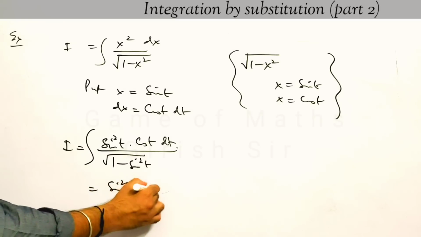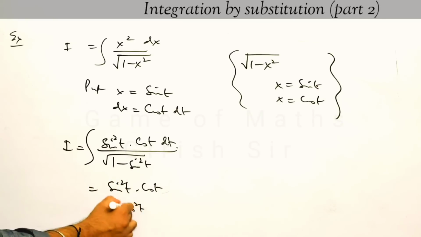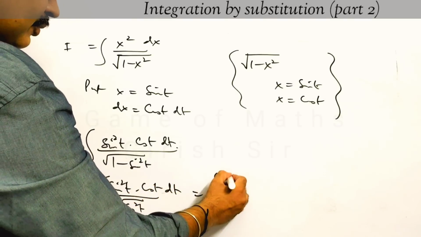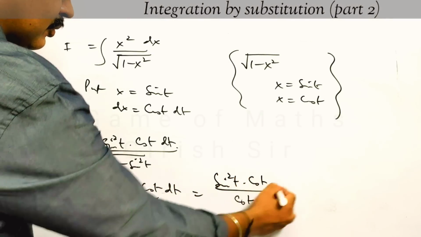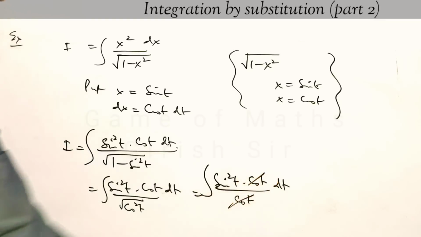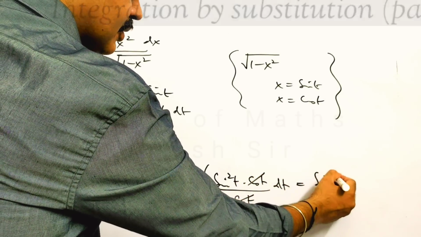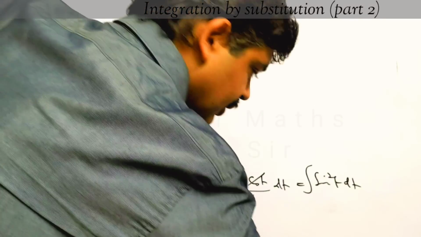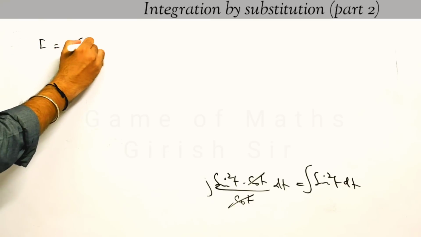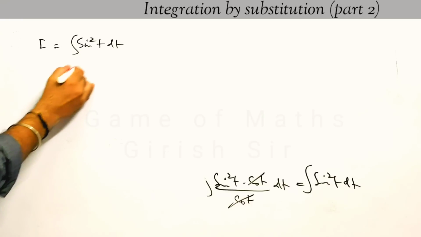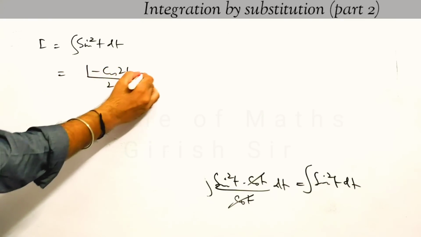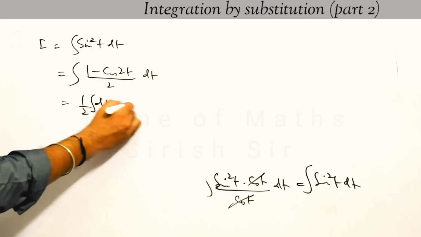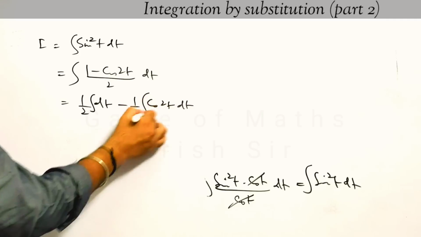Now this could be rewritten as cos square t with the help of identity. I hope everyone knows that. Cos t cancels, so you're left with sine square t to be integrated. Now I'll write further. So your integral now is reduced to sine square t. Sine square t could be written as 1 minus cos 2t divided by 2. So this is your first integral and this is your second integral.